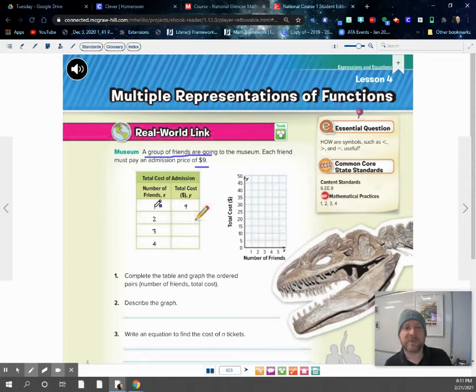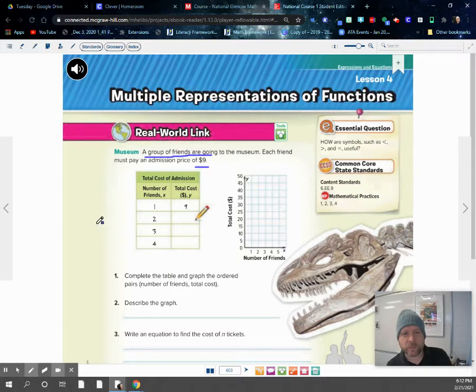So first thing would be we'll fill out this function table. We have a table here that's going to show the cost of admission. That's going to be the outputs. They're going to show the total cost of admission. So we have the number of friends going in as X, and we have the number out going as 9. So I know I have one friend. I know the output for that. If my input is 1, my output is 9. Okay, so 1 and 9, and it's 2 here.